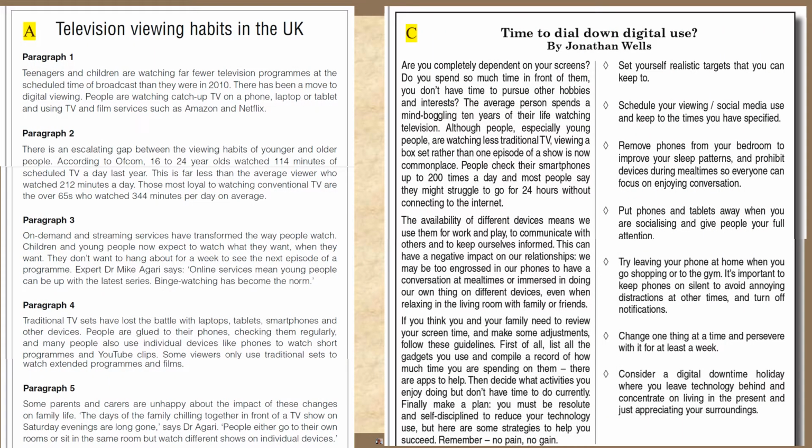Here, I've got the texts so that we can do the exercise together. So you've got text A and text C. Again, what you can do is pause the recording and go back and forth to check, okay? So you can see this one is called Television Viewing Habits in the UK and Time to Dial Down Digital Use. Can you remember what literary feature or language feature dial down digital is? Alliteration, yeah, the D.